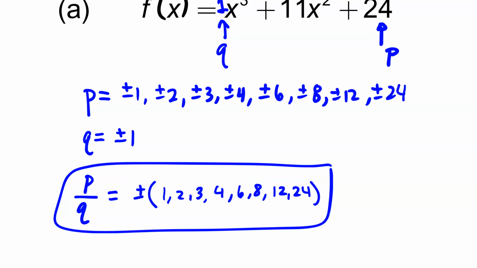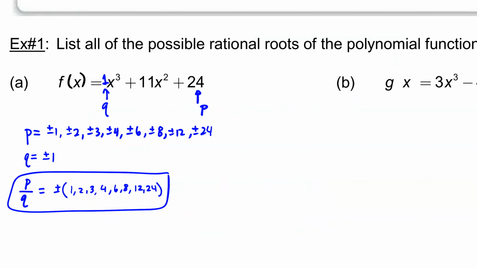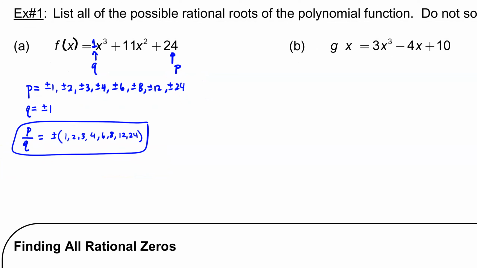Speaking of something that's not 1, let's go to B. What's my Q for B? 3. All right, let's go with this. So this is my Q. My P is 10.